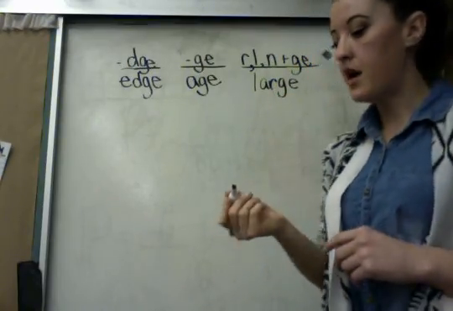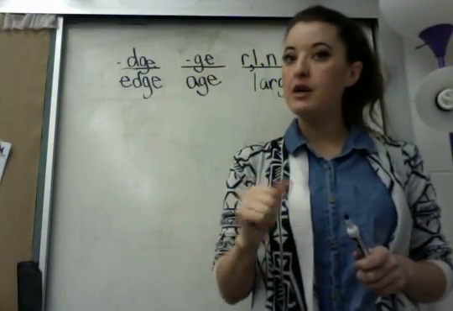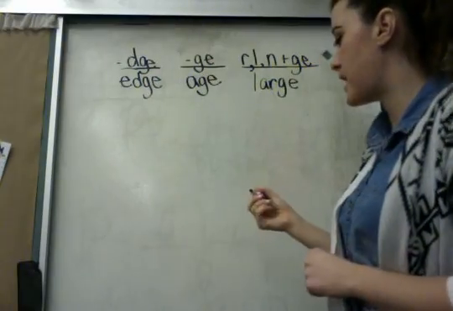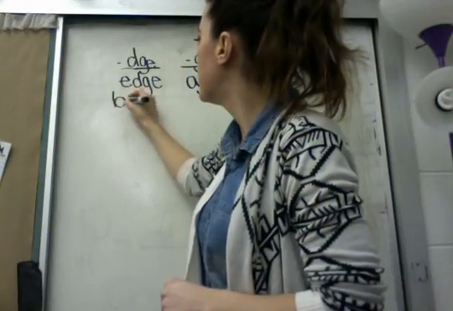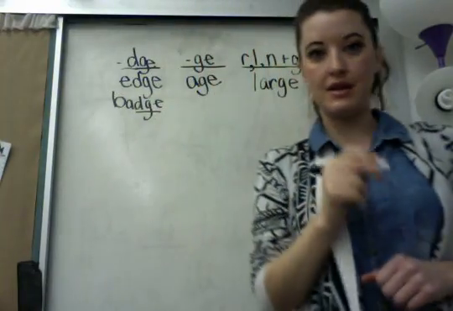Let's keep going. Our next word is the word badge. B-adge. Badge is going to go in our first column, saying right badge. B-adge. You see my D-G-E pattern at the end of my word.